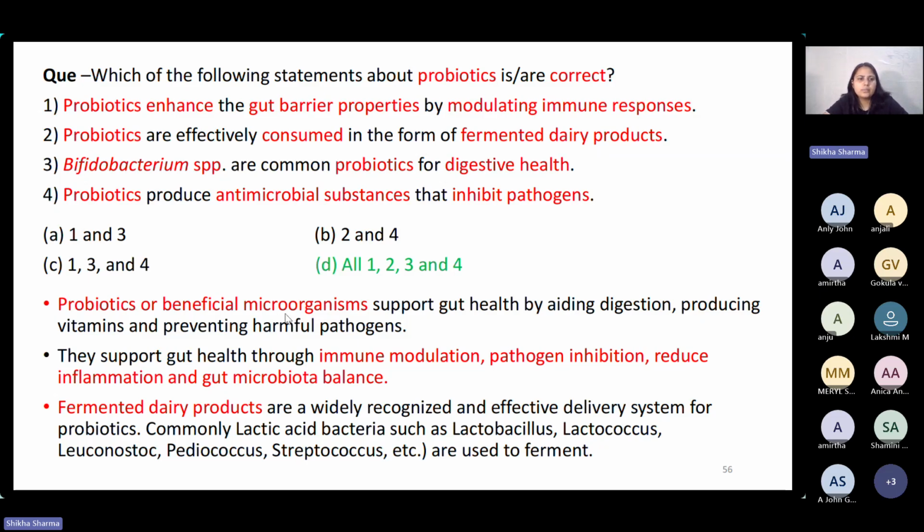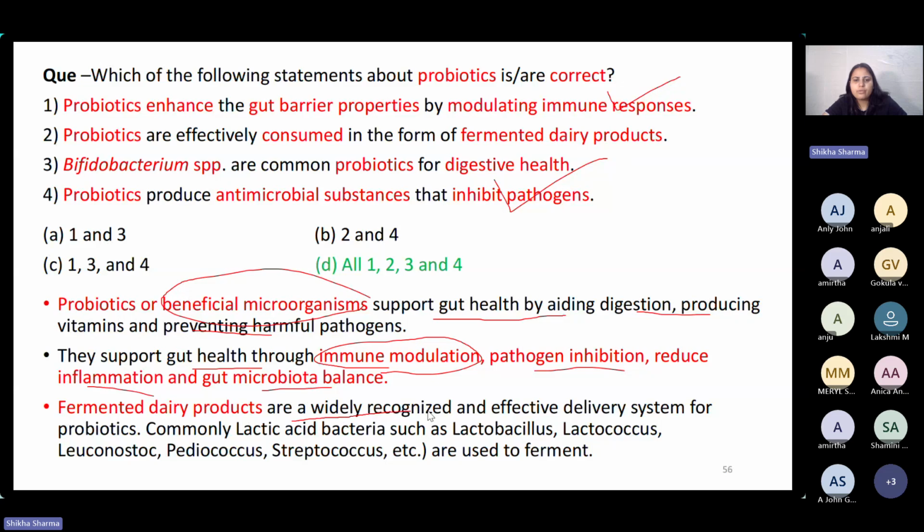So probiotics, or the beneficial microorganisms, support gut health by aiding digestion, producing vitamins, and preventing the harmful pathogens. They support gut health through pathogen inhibition, reducing inflammation, and gut microbiota balance. They are also modulating the immune response, and they inhibit the pathogens too.